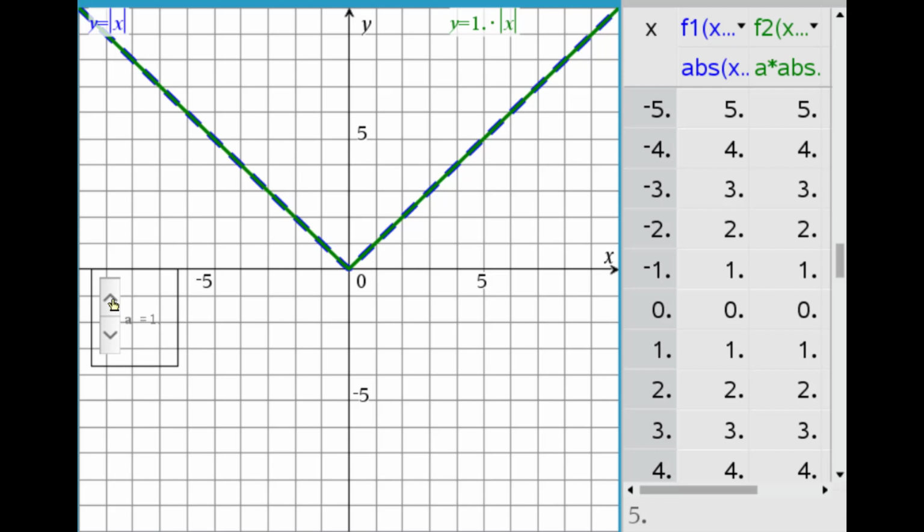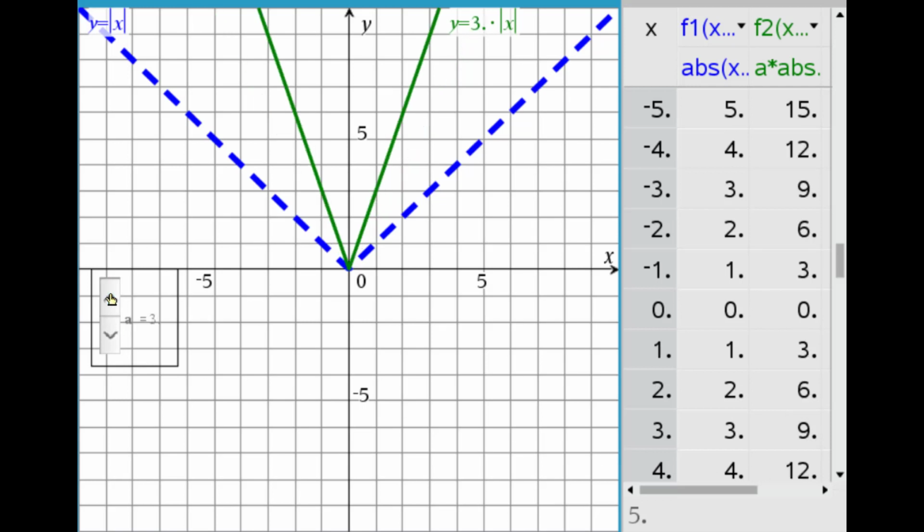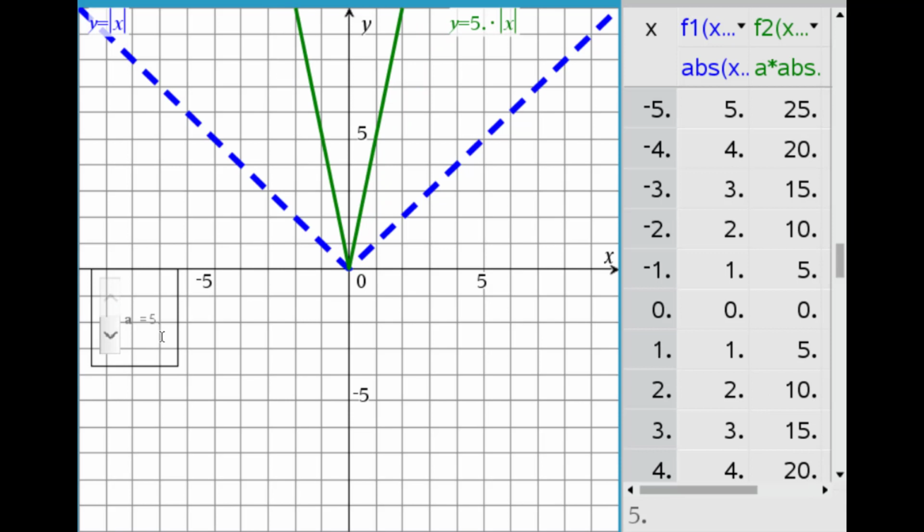So let's increase a to 2. So here's y equals 2 times the absolute value of x. And you can see that it's narrower. You can also see what is happening to each of the y coordinates there. A is increased to 3, narrower still. Look at the corresponding y coordinates. A equals 4, a equals 5. Kind of get the idea there.